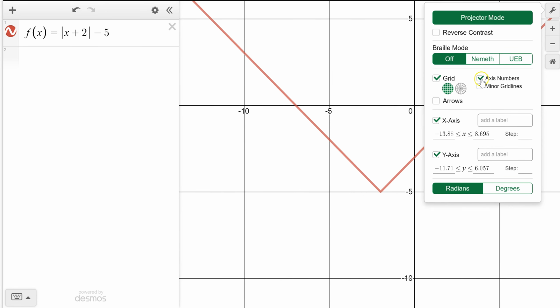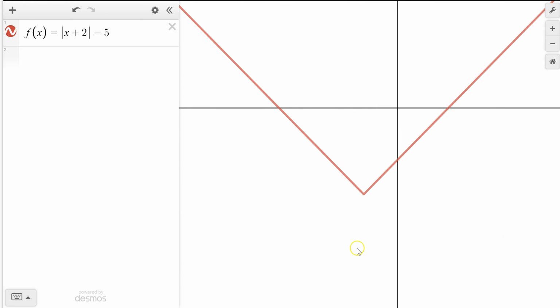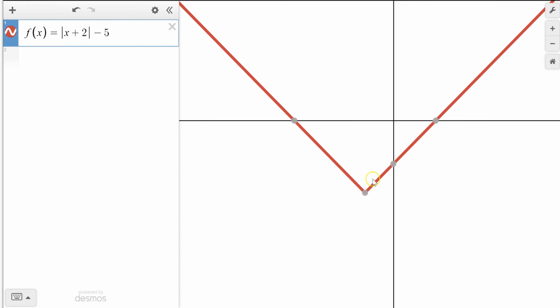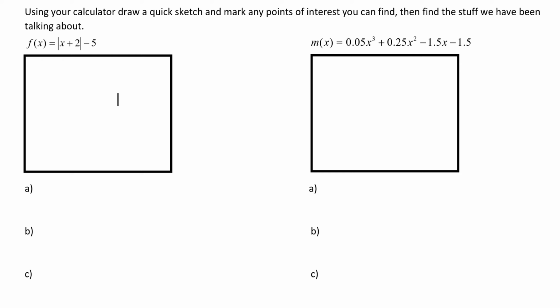I can just get rid of axes, axis numbers, even the grid, completely gone. We don't care about that. All we need is that local min. And we know an absolute value looks like a v. So we just need that local min. So that is what we're going to graph on our little picture. So (-2, -5) with that v shape.